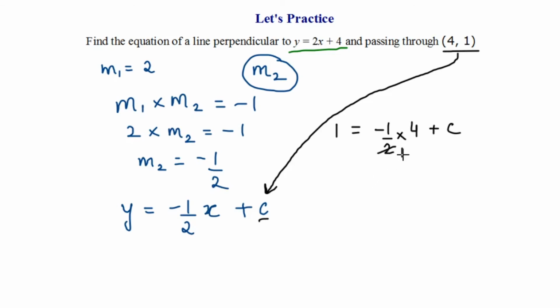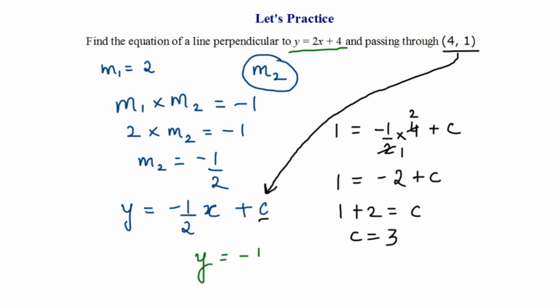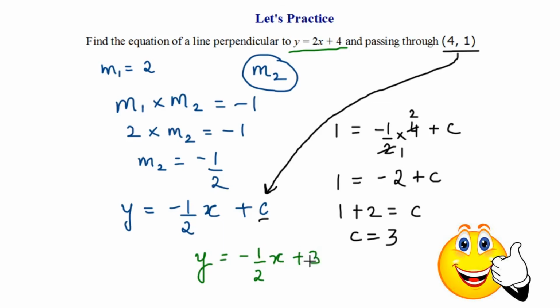Now 2 times 1 and 2 times 2. So 1 = -2 + c. 1 + 2 = c. Hence the value of c is equal to 3. We know the gradient as well as the value of c, and hence the equation of the line that is perpendicular to the given line is y = -1/2 x + 3.